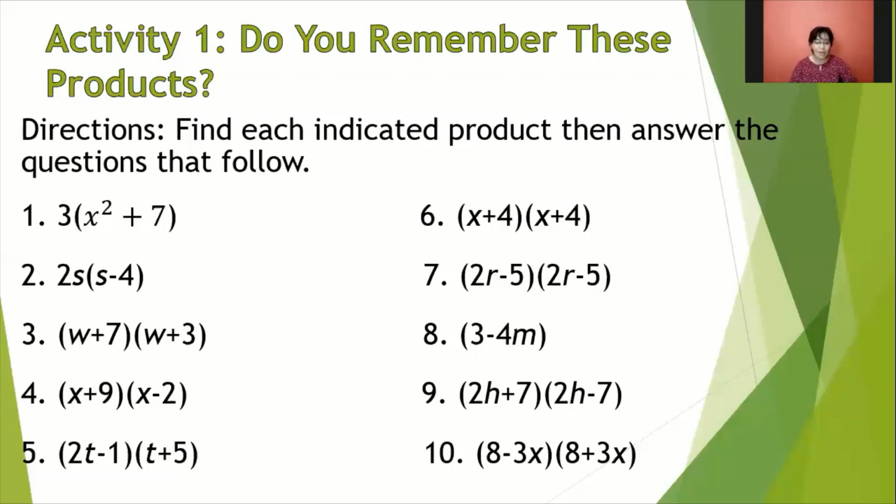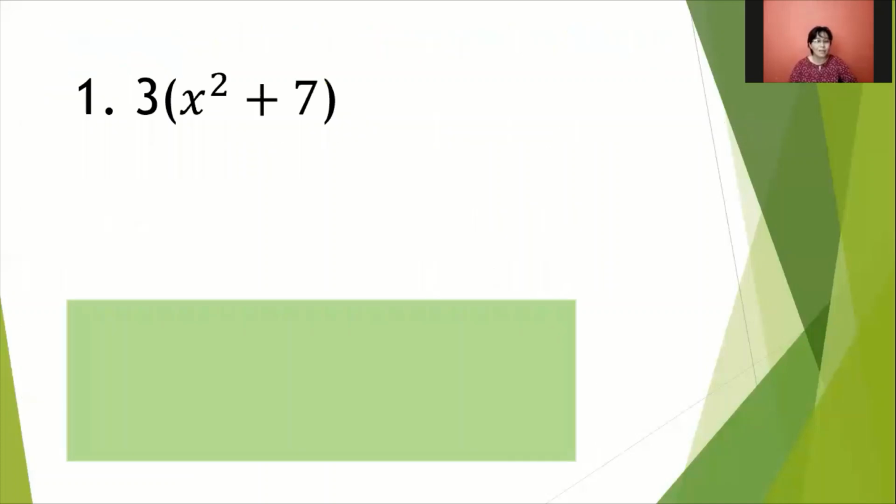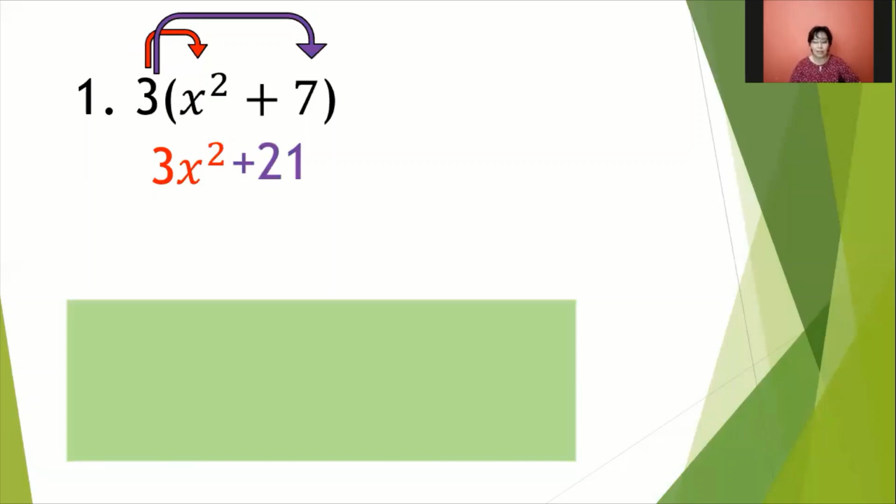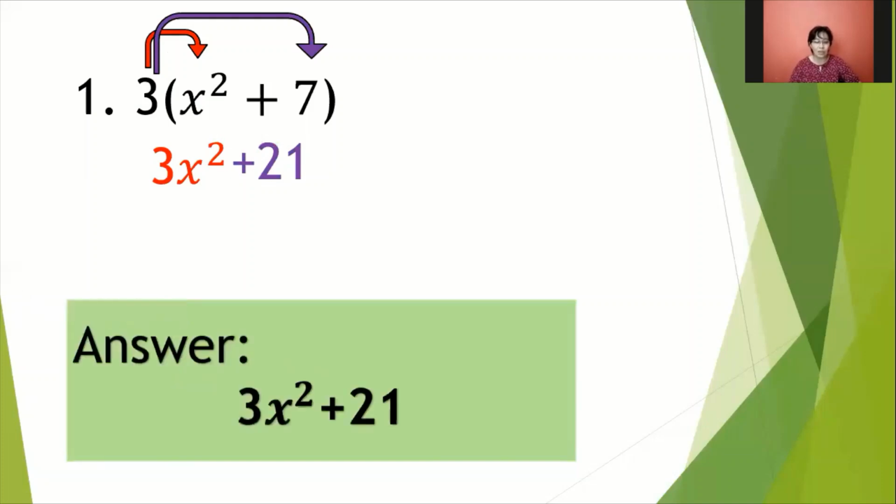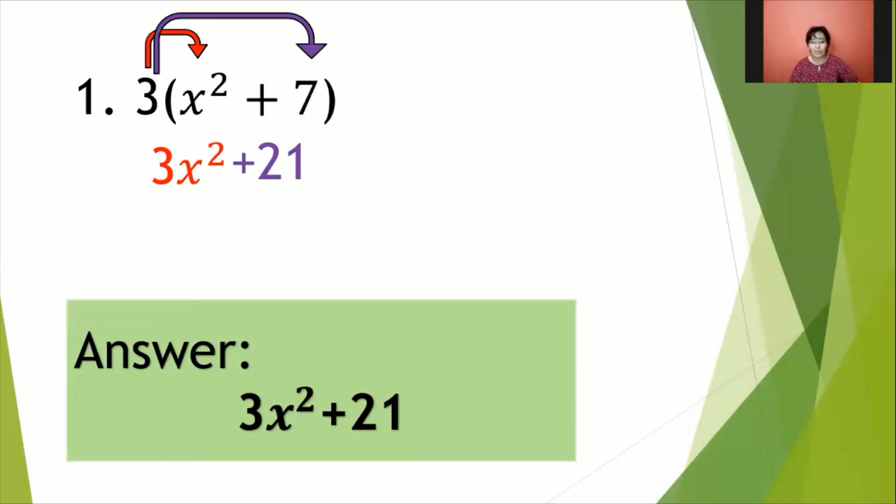Let us start. In answering the given mathematical sentence, number 1, we have 3 quantity x squared plus 7. See to it that you analyze the given mathematical statement. We have 3 as a monomial, while x squared plus 7 is known as the binomial. You have to use the distributive property where 3 times x squared is equal to 3x squared. 3 times 7 is equal to 21. And the final answer is 3x squared plus 21. Okay, that is so easy.